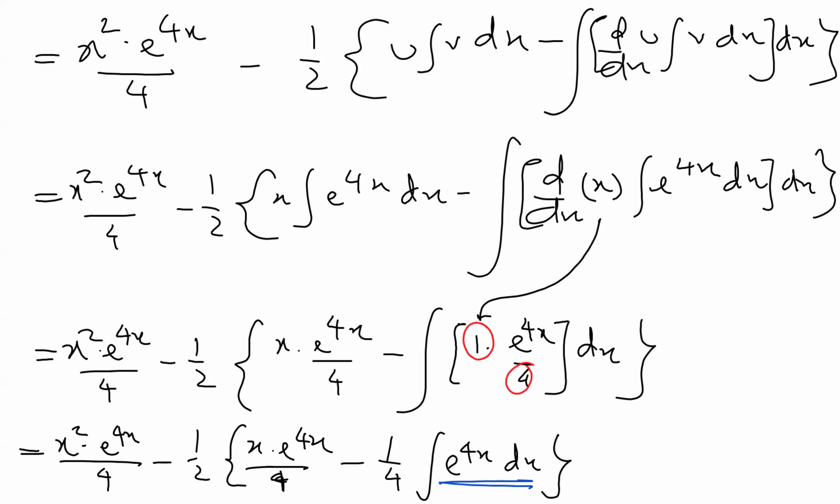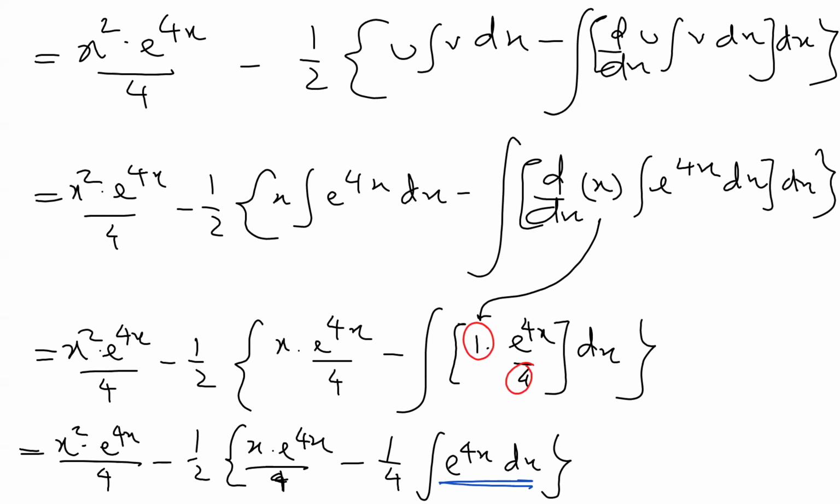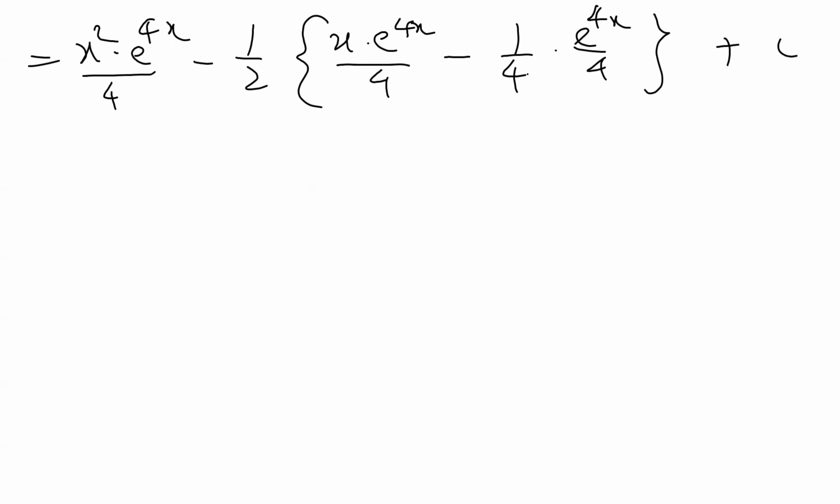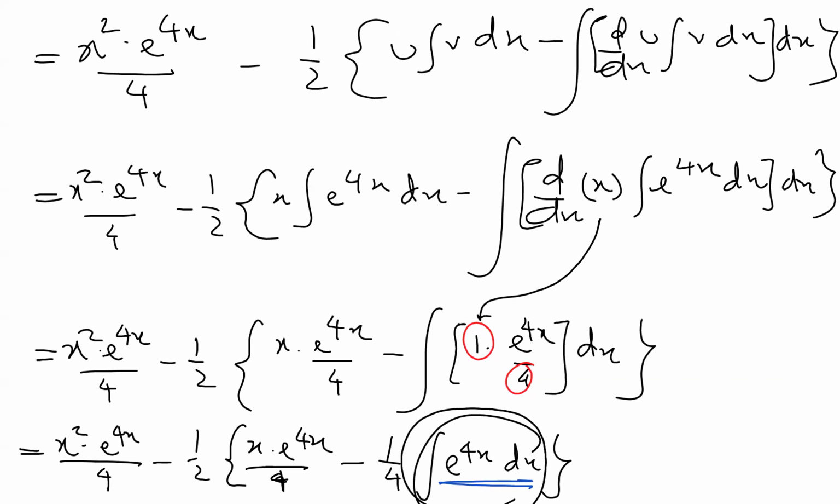But first integrate e raised to 4x. That is e raised to 4x by 4. That we have already done. Directly you can write e raised to 4x by 4. And showing that working note is very important. So x square e raised to 4x by 4 minus half x e raised to 4x by 4 minus 1 by 4 e raised to 4x by 4 plus c. See this part, the only thing changing in this step is this particular part. I'm just writing this as e raised to 4x by 4. I'm integrating it.